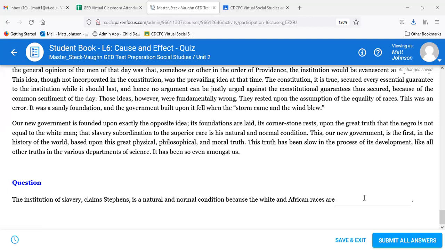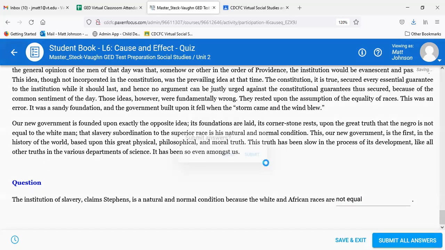Right. That's the whole basis of his argument, that the white race is supposed to be superior. Technically all races to them. But in this case, since we're talking about African slavery, they're talking about African Americans or the enslaved population. So not equal for number 5. And that's the last one for the quiz.